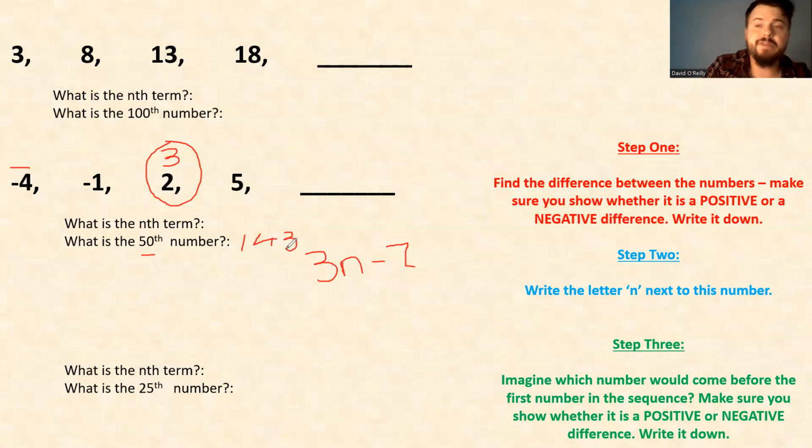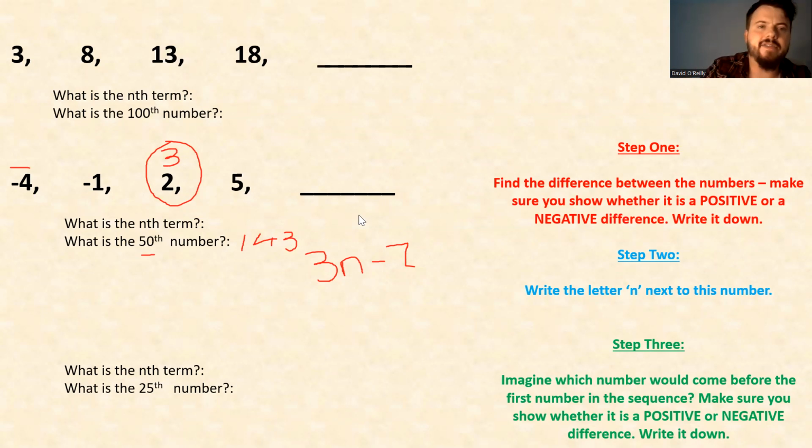Now, the nth term is important. We need to be able to do this because we don't want to be counting up for the 50th number. We could go minus 4, minus 1, 2, 5, 8, 11, 14, 17, 20, 23, 26, and so on until we get to the 50th number. But the problem, as we discussed earlier, is it takes way too long. And if we make one mistake along the way, our answer is going to be wrong. So we need to make sure that we know how to do this process.